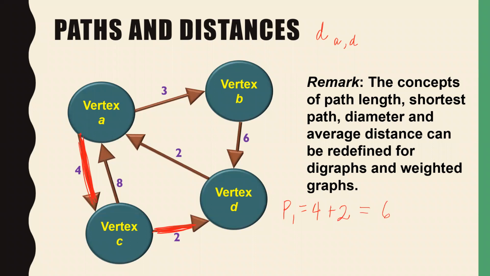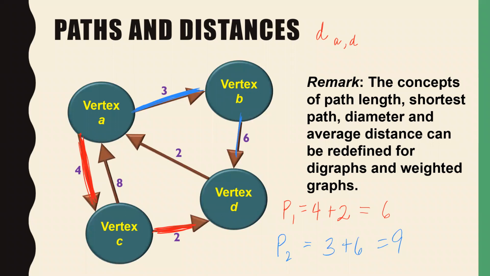Okay? Now, but there are other paths from vertex A to vertex D. For instance, we can go this route. Pwede akong, from A, pupunta ako kay B. So let's call this path 2, or the length of path 2. So I'll have 3 units there. And then from B to D, I'll have 6 units. So this would be 9. So yung length ng second path ay 9 units.